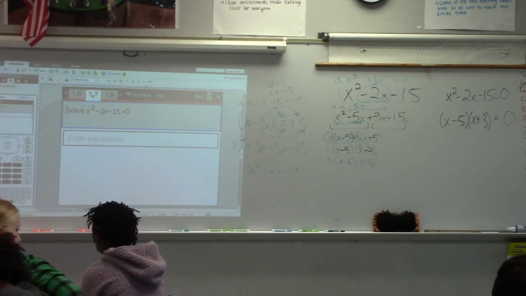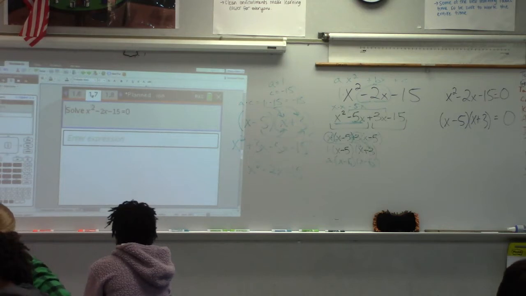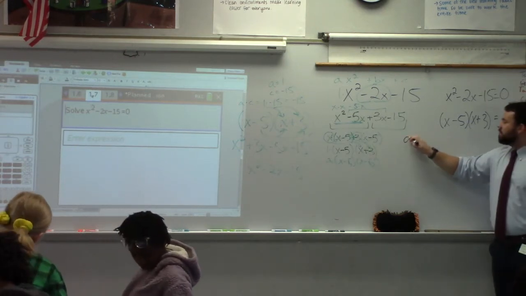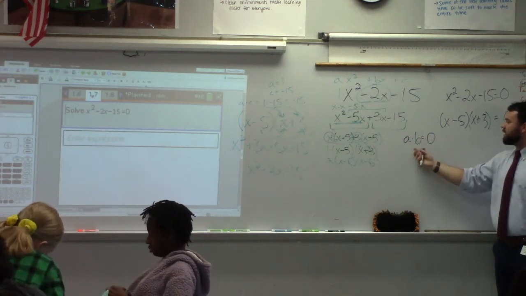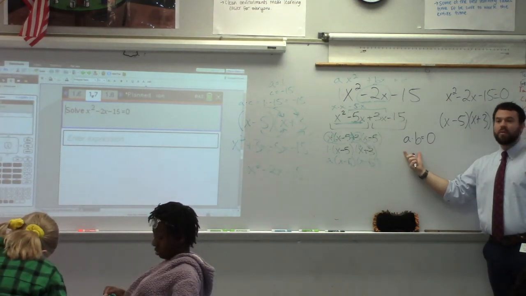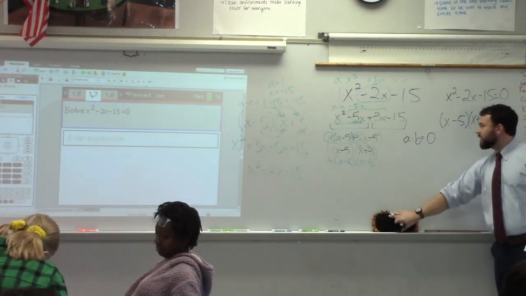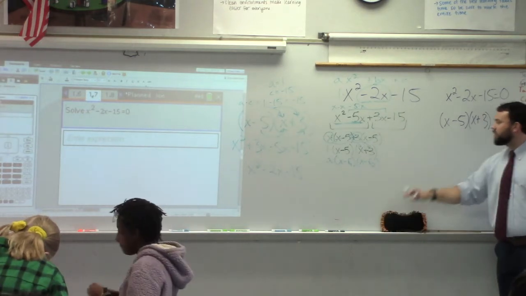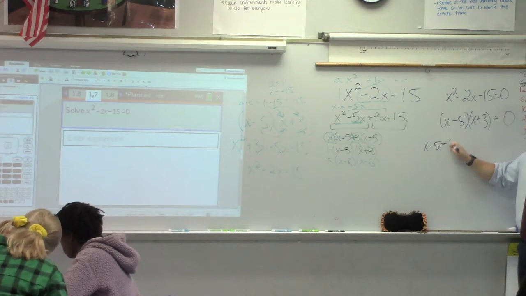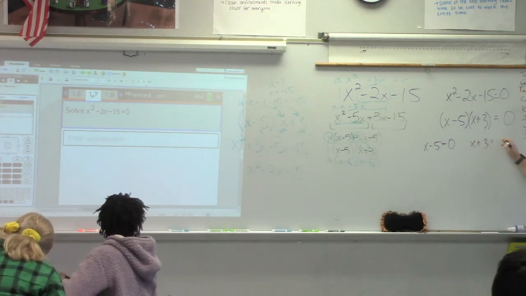Oh yeah, page 81. What property? Zero product property. Guys, that's important to recognize because the whole idea is if I am multiplying 2 numbers and that product equals 0, what do we know about those 2 numbers? At least one of them has to equal 0. That's the beauty of factoring: once it is factored, I know that either x minus 5 equals 0 or x plus 3 is equal to 0.